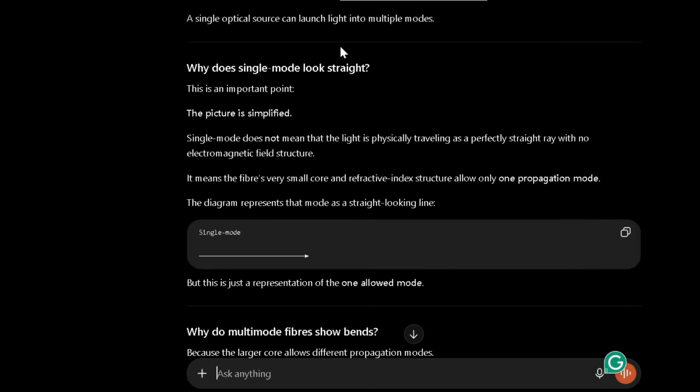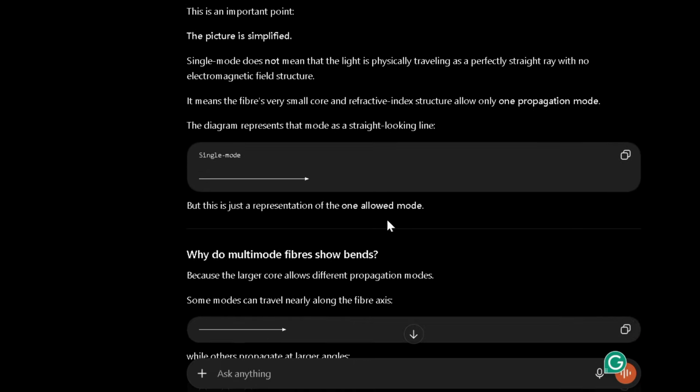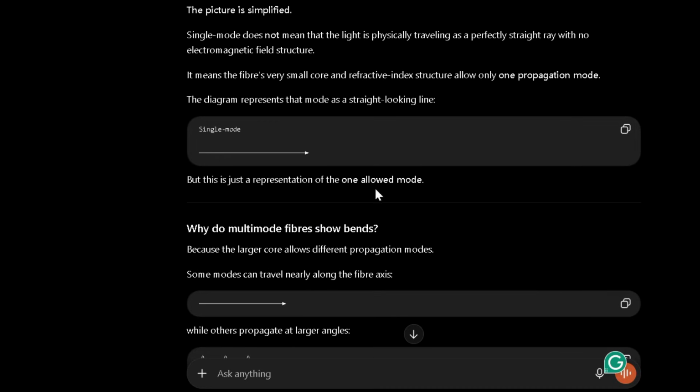Why does single mode look like this? It is an important picture. The picture is simplified. Single mode does not mean the light is physically traveling as a perfectly straight line; it has an electromagnetic field structure. It means the fiber's very small core and refractive index structure allow only one propagation mode. The diagram represents that mode as a straight-looking line, but this is a representation of one allowed mode.